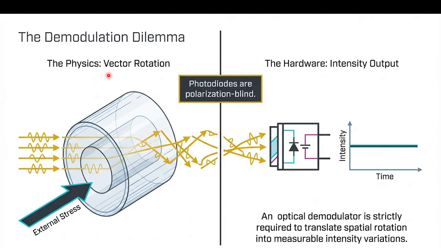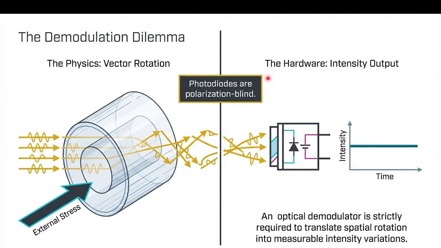You can see here the physics behind it, the vector rotation, the external state is given here, and because of that there is a perturbation in the signal, and this perturbation can't be detected directly by the photodiode. It's like polarization blind. It's totally not understanding what is happening, it can only detect the intensity.